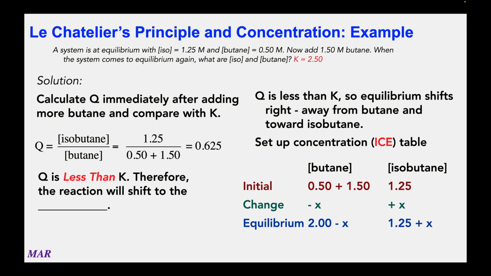That plus X has to come from the butane. Butane would be minus X. Both butane and isobutane are 1-to-1 ratios. So at equilibrium, you'll have 2 minus X for the butane. You'll have 1.25 plus X for the isobutane. And you can let that all equal the equilibrium constant 2.5.